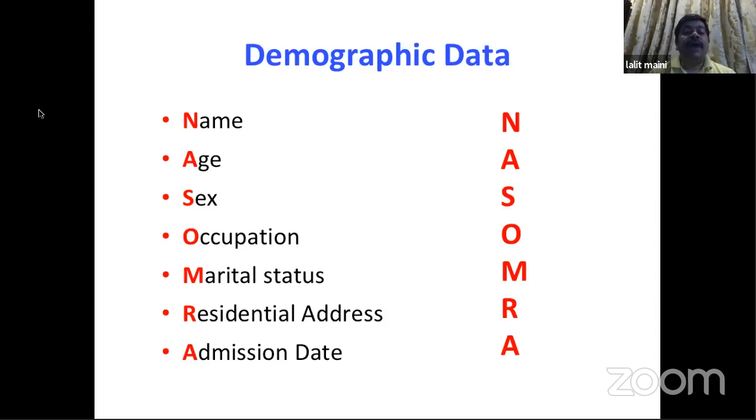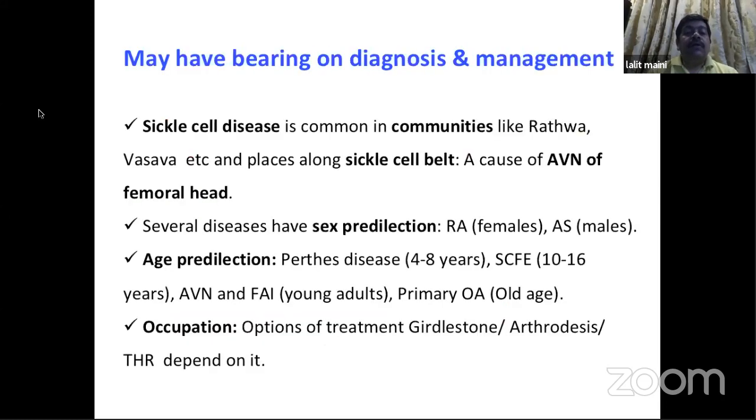And it's not a bad idea, when you start your practice of taking history, to stick to certain mnemonics which will help you. Now, all of these have bearing on the diagnosis as well as management of your patient. For example, sickle cell disease normally comes from belts which have higher incidence of sickle cell disease, so maybe it correlates with the diagnosis of AVN.